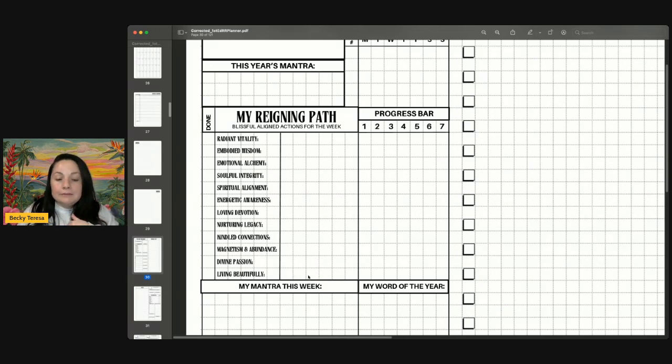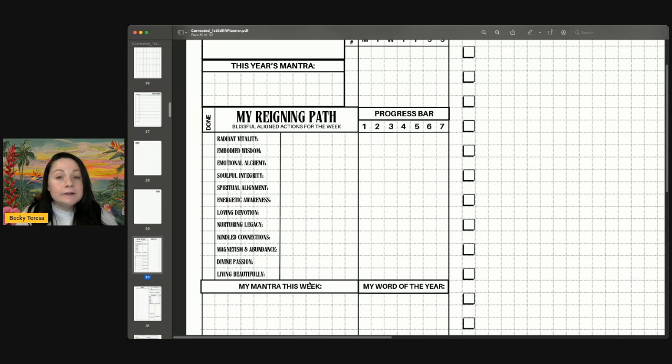Or maybe it's dressing up every day. Maybe that's what you want to do. Or wear makeup every day, or do your skincare every day. Whatever it means to you to live beautifully, and you want to focus on that week, that's what you would put there. So hopefully that gave you a decent amount of examples of what you want to be working on every single week for these categories.